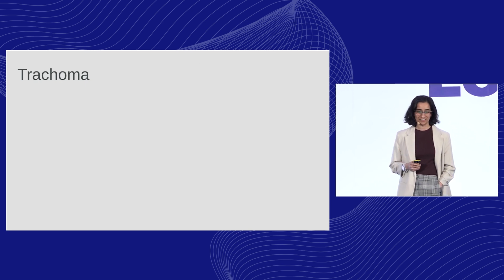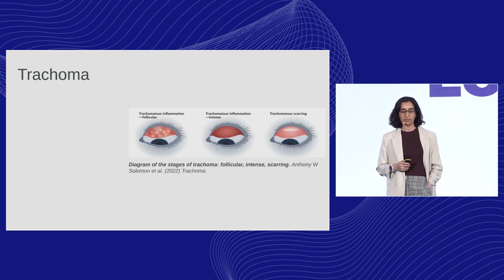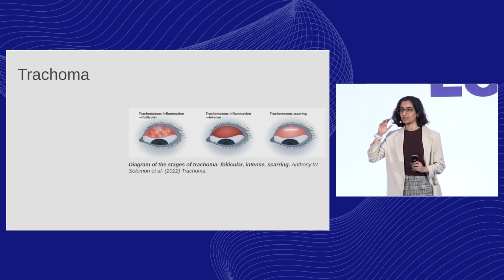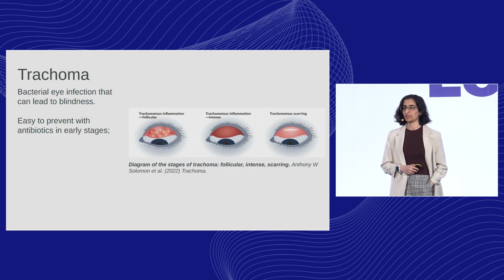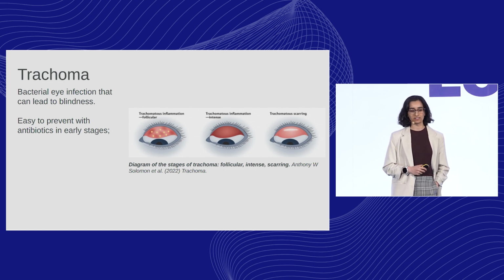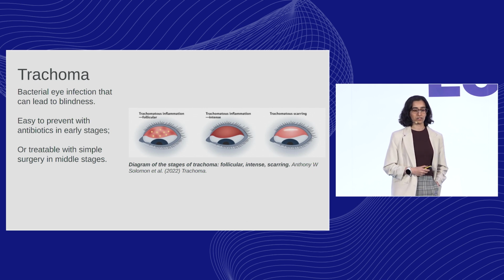Oh, great. So trachoma is a very painful eye infection that's caused by a bacteria. What happens is the eyelids get inflamed and they start to turn inwards. Then the eyelashes start to turn inwards and scratch the cornea. After many years, that can lead to blindness. But it's very easy to prevent with antibiotics in the early stages of the disease. And in the middle stages of the disease, it can be treated with a simple surgery.